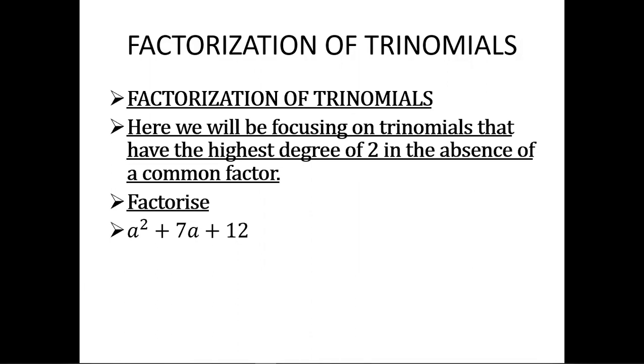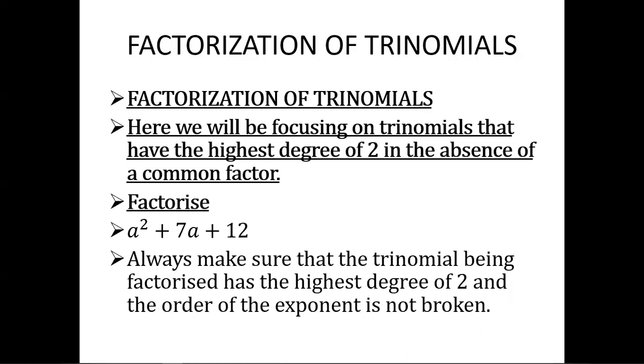So if we have x squared in the middle, we're going to have the variable as half. The exponent of the variable in the middle term will be half the exponent of the variable in the first term. And always make sure that the trinomial being factorized has the highest degree of 2 and the order of the exponent is not broken.